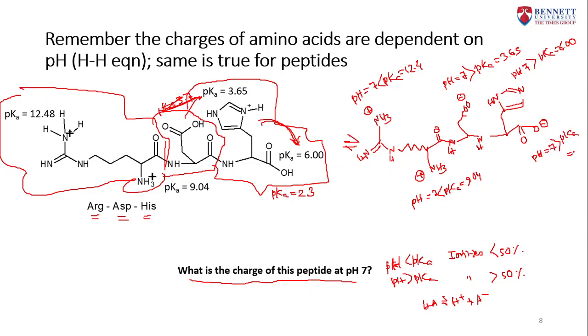So if you calculate the net charge, we have plus 1 from here, plus 1 from here, minus 1 from the side chain carboxyl, this is 0, and minus 1 from this carboxyl. So the protein is neutral, or it will be mostly neutral.